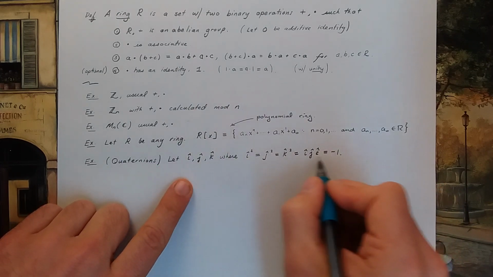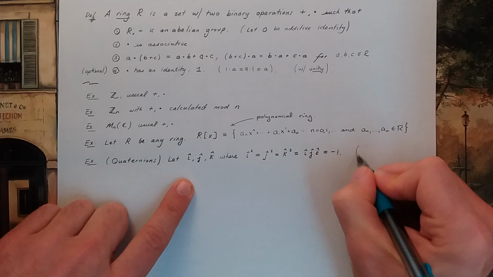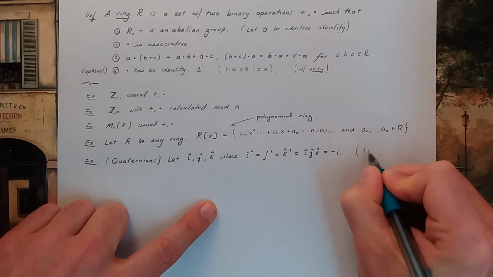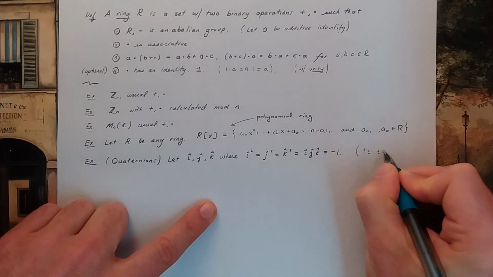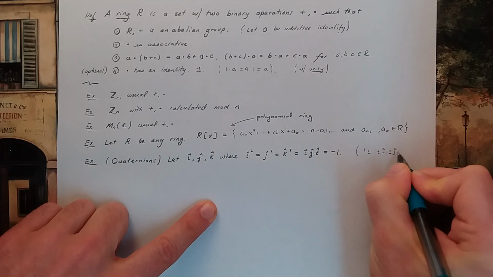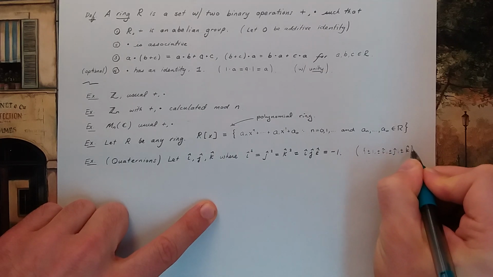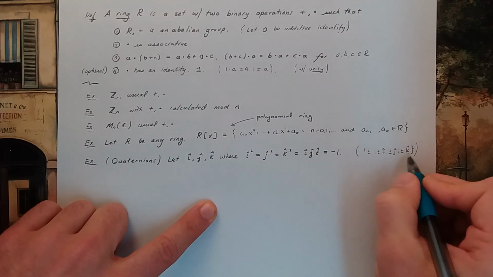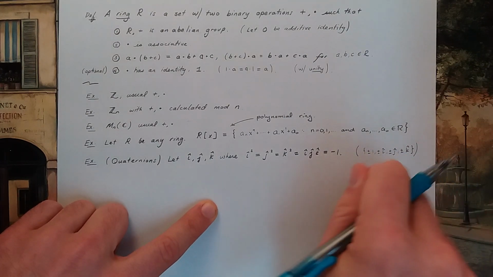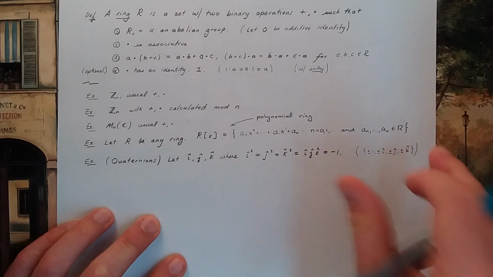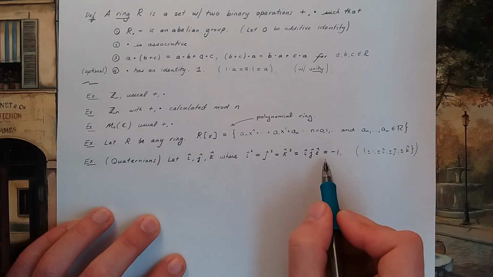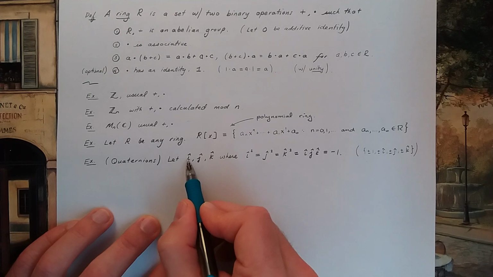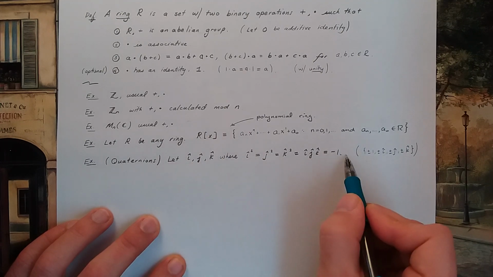We saw this example very briefly last quarter, where if I take plus or minus 1, plus or minus i, plus or minus j, and plus or minus k, this forms a non-abelian group of size 8. So it's the only other non-abelian group of 8 elements besides the dihedral group. But this time I'm going to use the quaternions to form a ring. So I have these things, i, j, and k, that satisfy this condition.